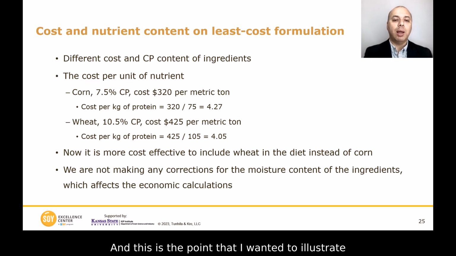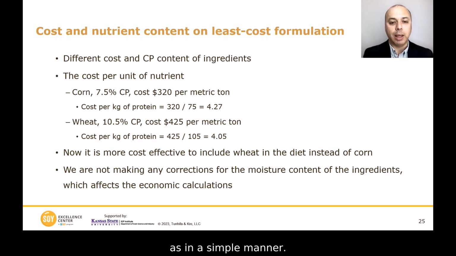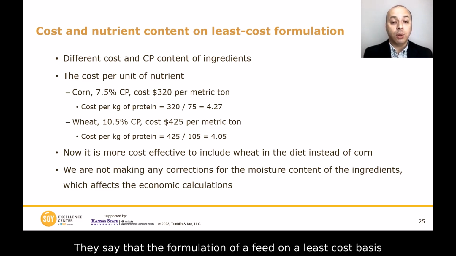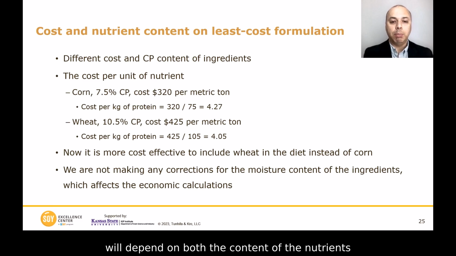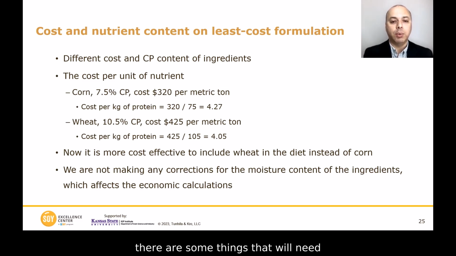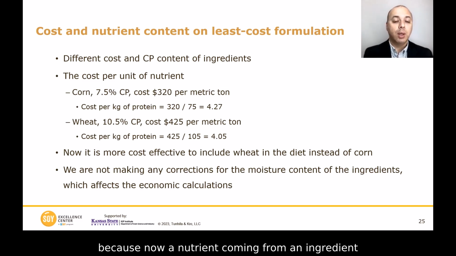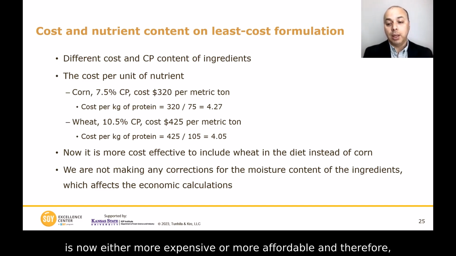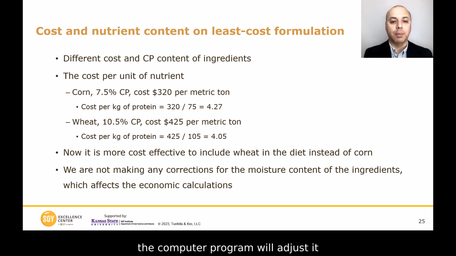This is the point that I wanted to illustrate in a simple manner: the formulation of a feed on a least cost basis will depend on both the content of the nutrients as well as the cost of the nutrients. And if any of those changes, or if both change, then likely some things will need to be adjusted in the formulation because now a nutrient coming from an ingredient is either more expensive or more affordable, and therefore the computer program will adjust it in order to give us the lowest possible cost of that feed.